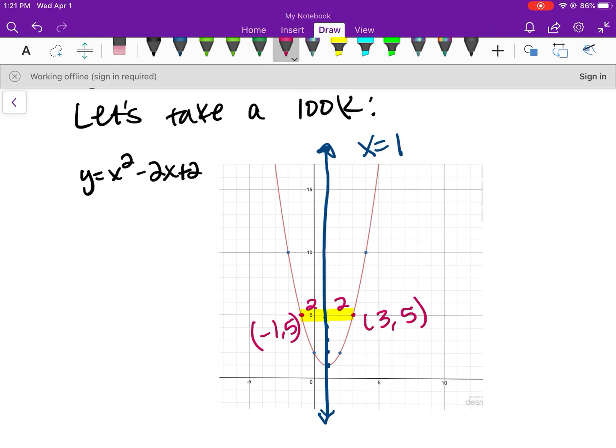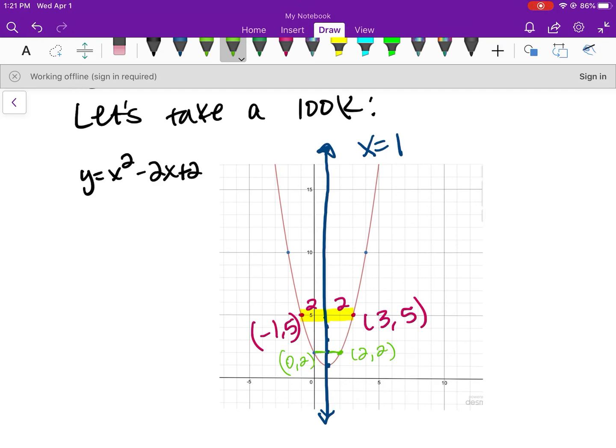Same thing with these points down here. That is the point (2, 2), and this is the point (0, 2). Again, the same y value. They are both 1 unit away from the axis of symmetry.